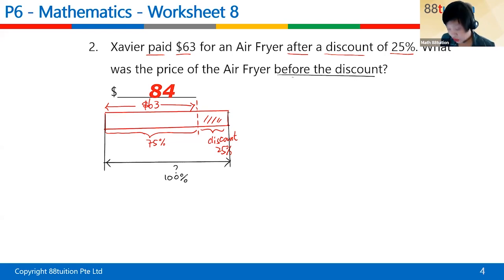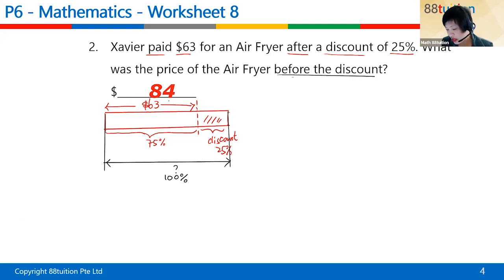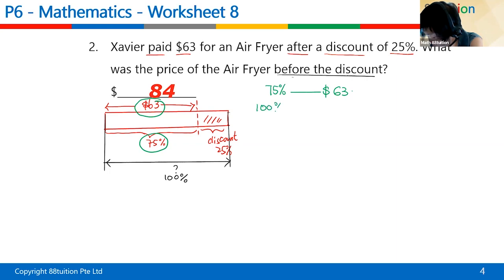Look at how we are going to do. Okay, let me get a green. Now, which one can we match? Actually, it is only this one and this one because this is the only information that they have. They have a value together with the percentage. Okay, so I'm going to put this as $63, which will give me a 75%. Okay, so I put here 75%. And now I'm going to look for 100%, which will be a question mark.